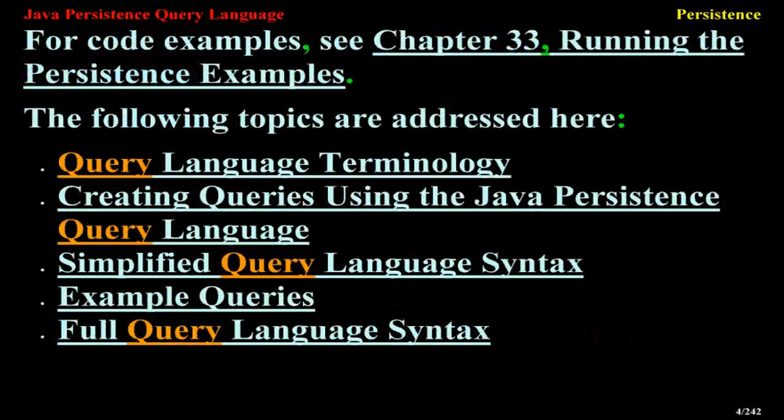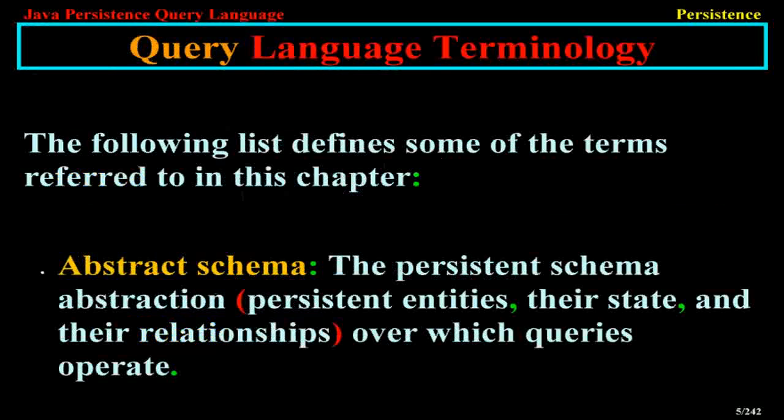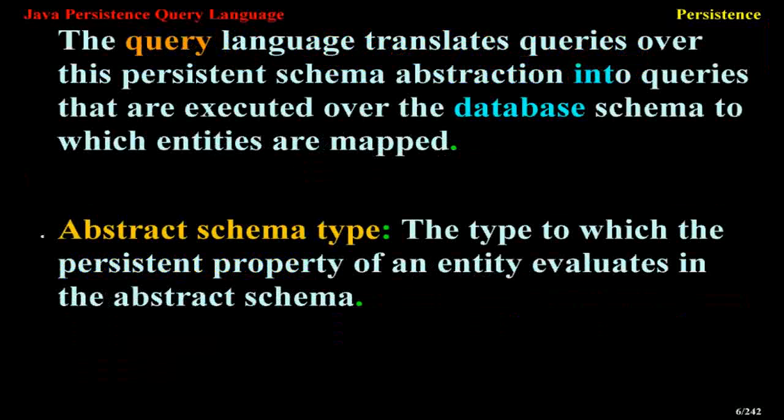The following topics are addressed here: query language terminology, creating queries using the Java Persistence Query Language, simplified query language syntax, example queries, and full query language syntax. Query language terminology. The following list defines some of the terms referred to in this chapter. Abstract schema. The persistent schema abstraction, which is persistent entities, their state, and their relationships, over which queries operate. The query language translates queries over this persistent schema abstraction into queries that are executed over the database schema to which entities are mapped.